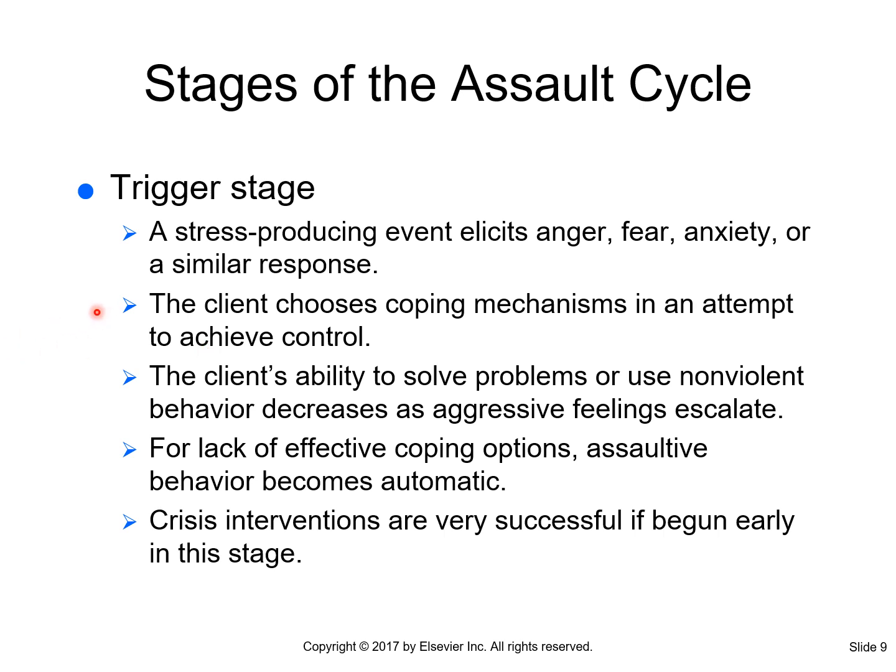The client's ability to solve problems or use nonviolent behavior decreases as aggressive feelings escalate. So, when there is a lack of effective coping mechanisms, that's when an assaultive behavior becomes automatic. Okay, someone's gonna hit someone, right? Crisis interventions are very successful if we begin early in this stage, in the trigger stage, right?